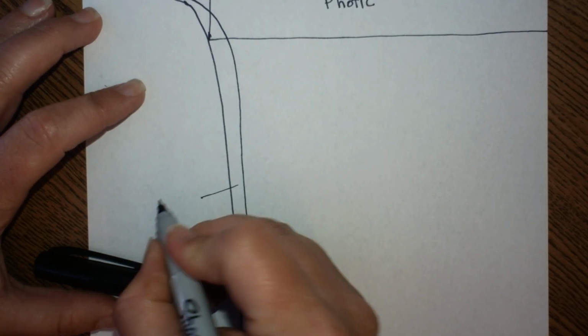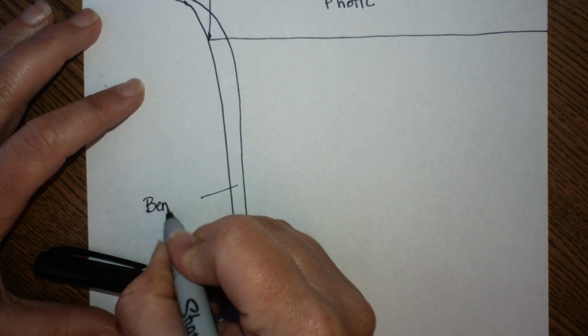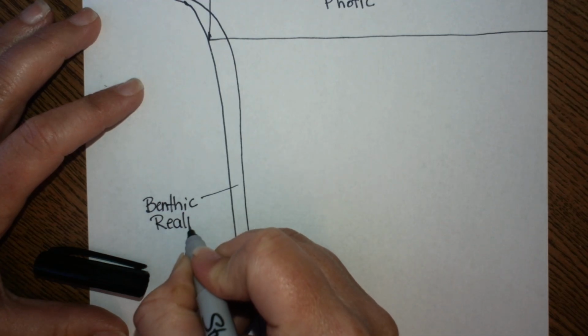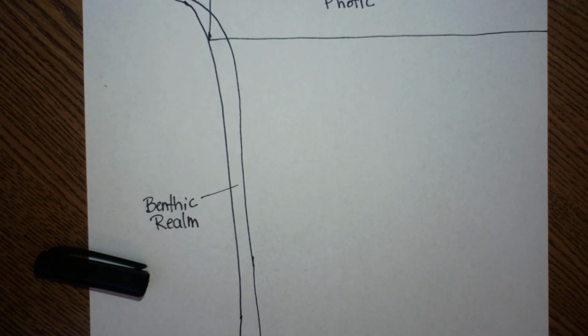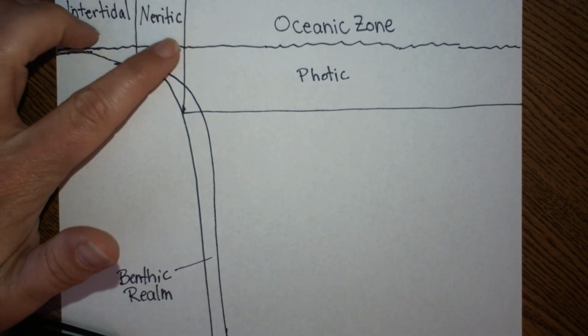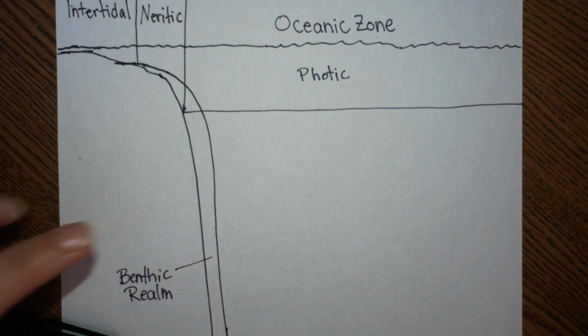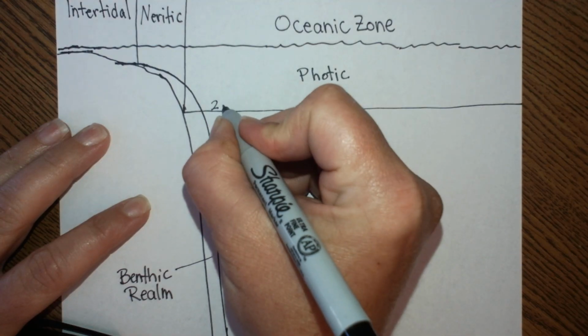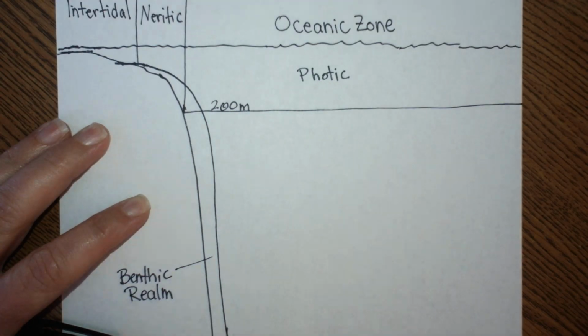So we're going to draw a line. Benthic realm. Right. And so we go back to the top and look at what we have. We have the intertidal, the neritic, the oceanic zone, the photic zone. The photic zone ends at about 200 meters.